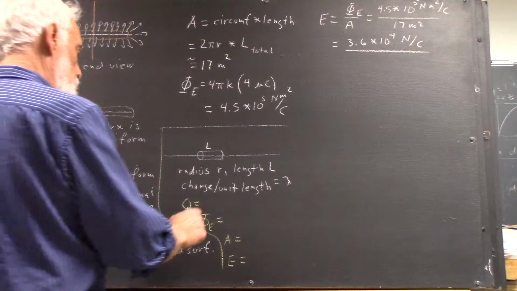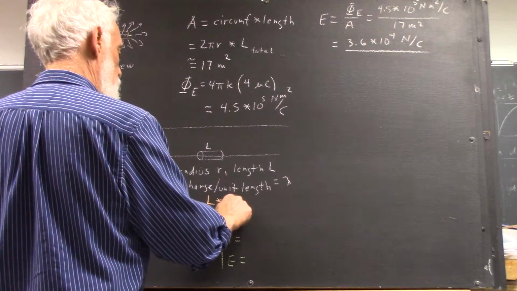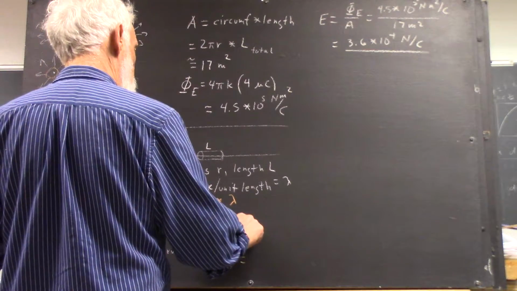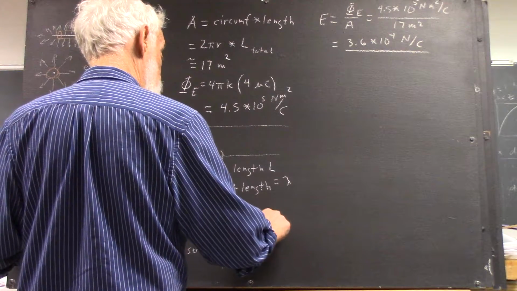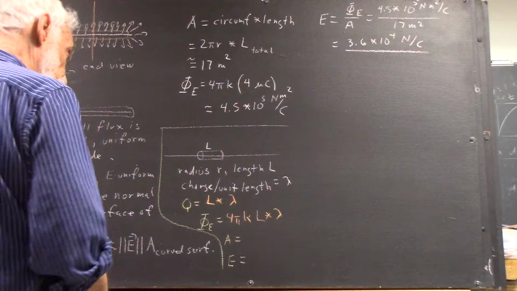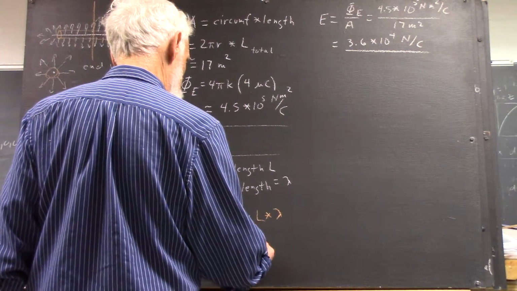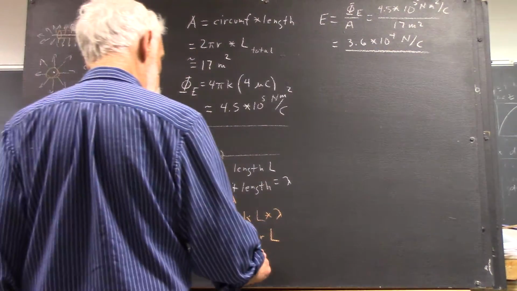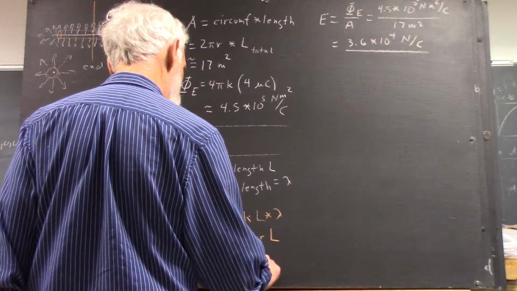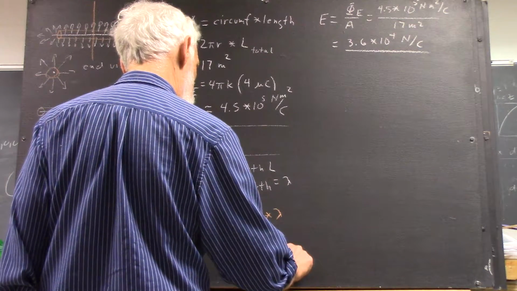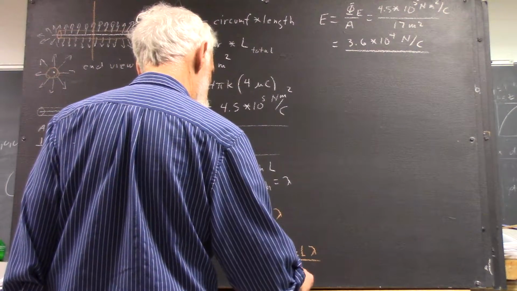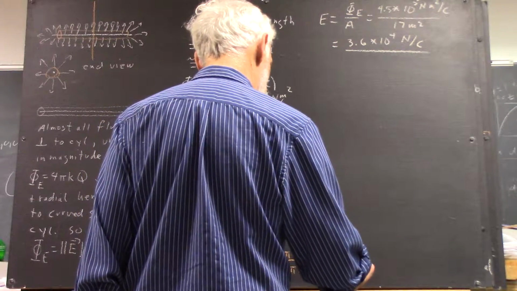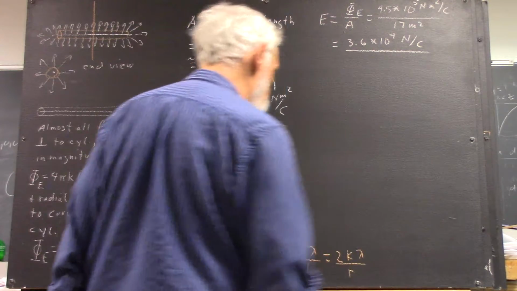The total charge is going to be what? Length times lambda, length times charge per unit length. The total flux is then 4 pi k times the charge, which is L times lambda. The area is 2 pi r L, circumference times length. So the electric field is the flux over the area, which is 4 pi k L lambda divided by 2 pi r L. And the L divides the L, and the pi divides the pi, and we end up with 2k lambda over r.